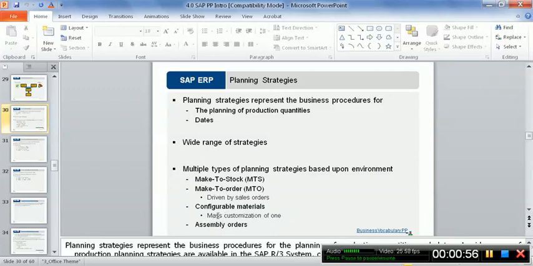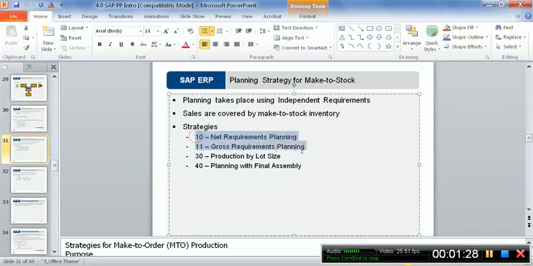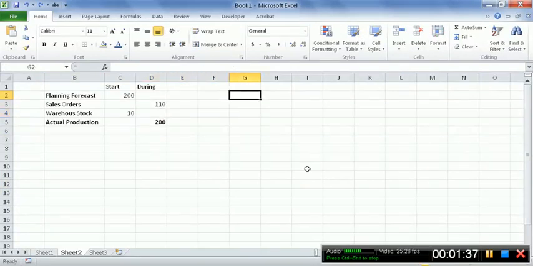To start with, make to stock production scenarios. In the make to stock production scenario, mainly we actually produce in order to stock, and then we sell from the stock. So there is no direct linkage of the production with actual sales, right? Production is a function of forecasted sales, and then actual sales are taking place from the production which has already taken place. There are four strategies available for make to stock production scenarios: the net requirements planning, the gross requirement planning, the production by lot size, and the planning with final assembly. Let me explain it one by one with the help of an example in Excel.